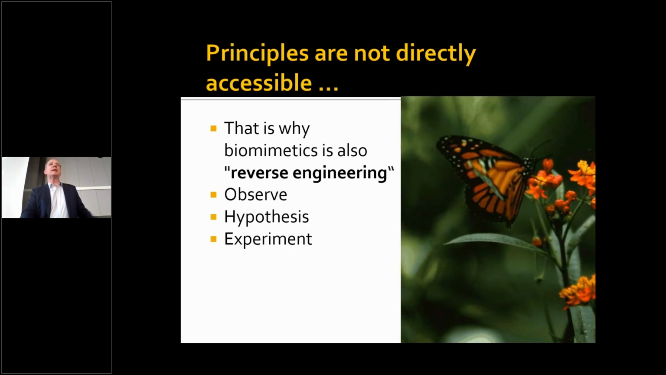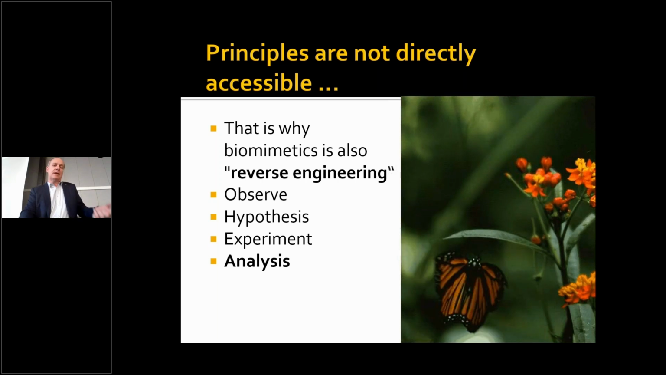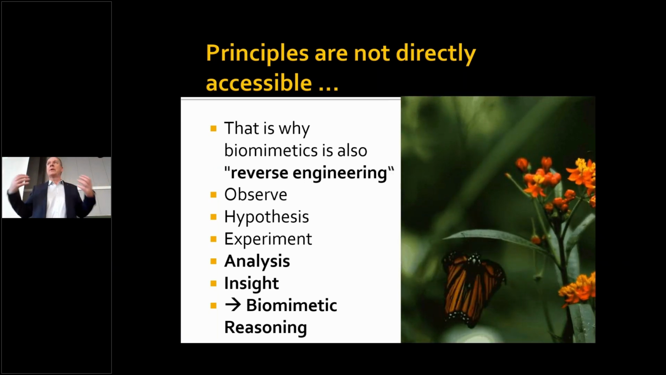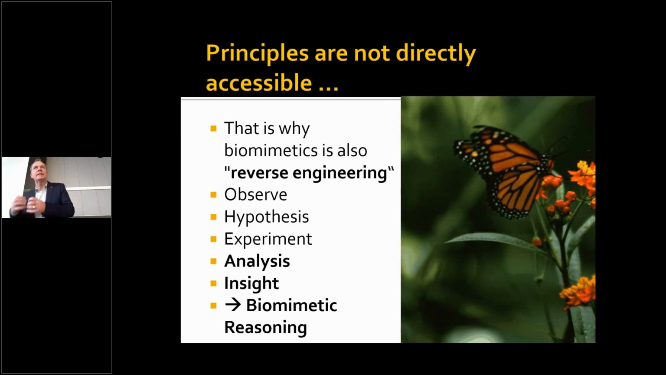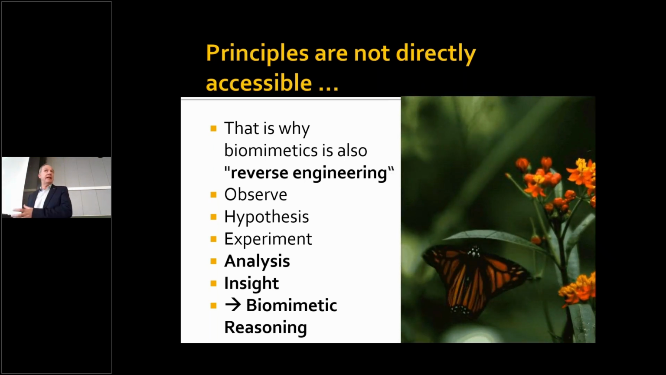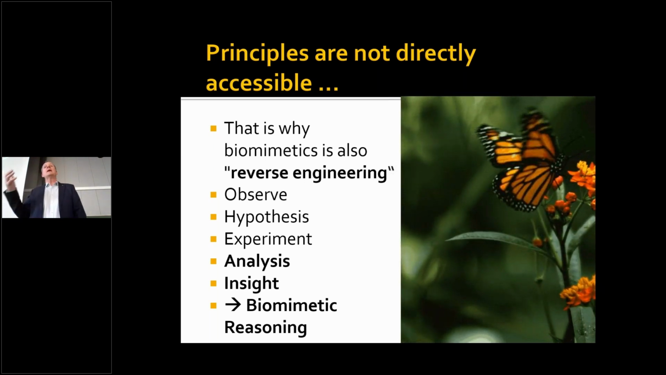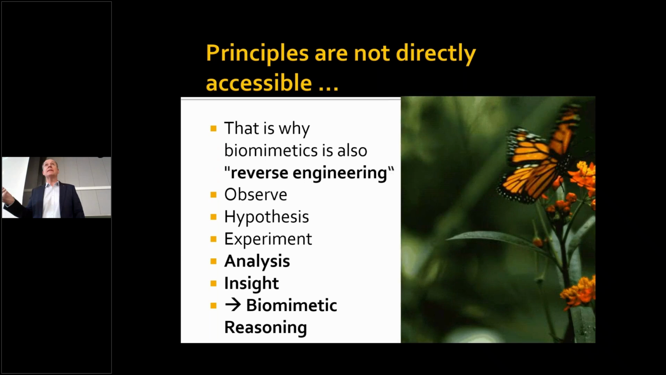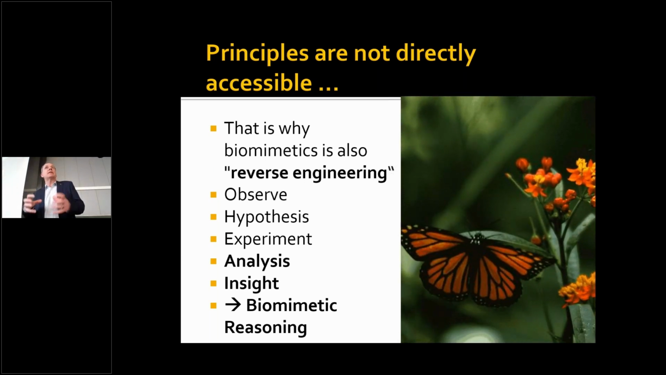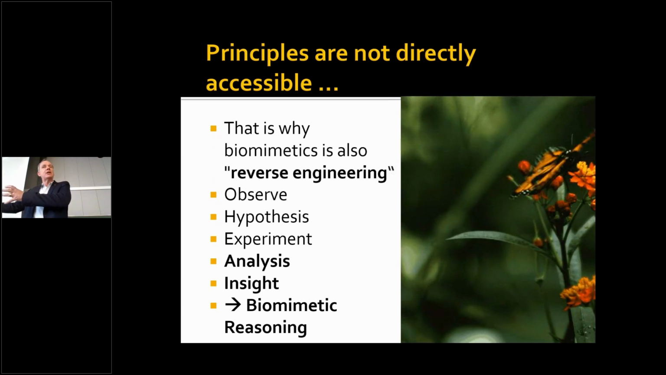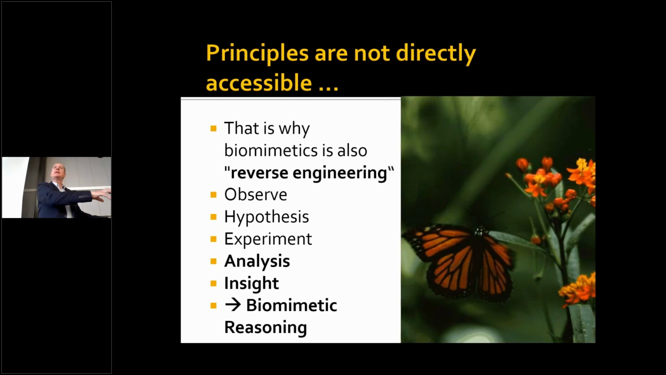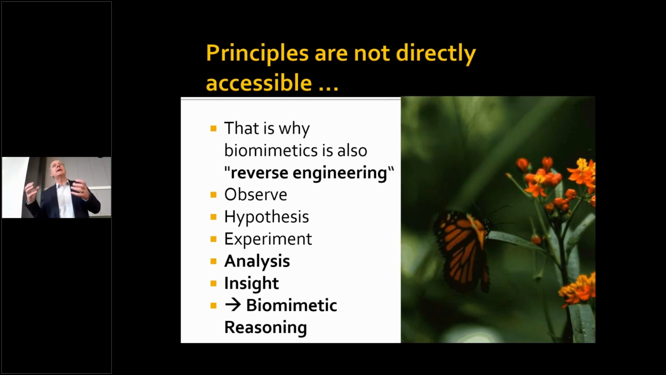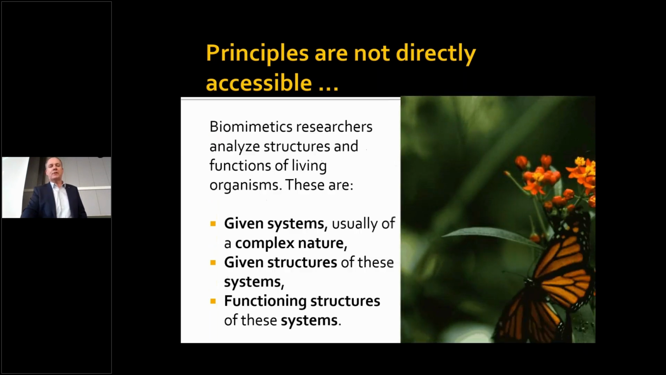And so we observe, we build hypotheses, experiments, we do analysis, and then we come to an insight. And this is called biomimetic reasoning. And a biologist has a different biomimetic reasoning than an engineer has. And so for a future project, we want to analyze and build an ontology of biomimetic reasoning to train an artificial intelligence in the future to translate from an engineer's request to a biological literature research, for example. So the steps of abstraction have to be defined by an ontology of biomimetic reasoning.